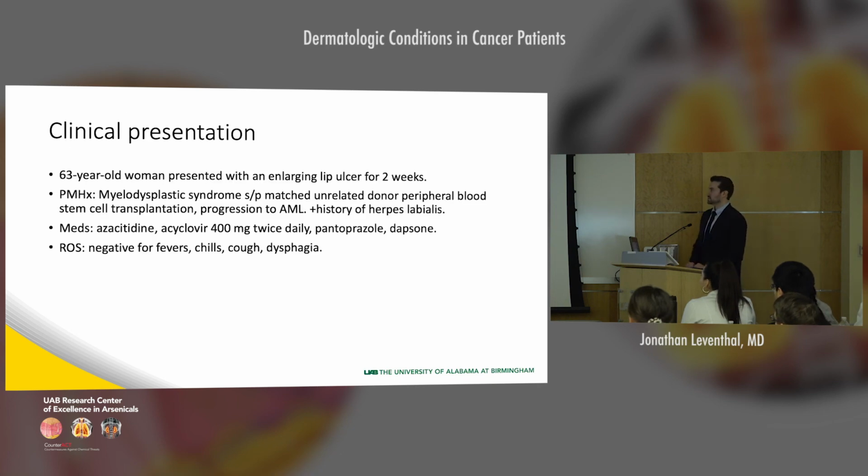And so this is a 63-year-old woman who presents with an enlarging ulcer on her lip she's had for a few weeks. She had a history of myelodysplastic syndrome. Unfortunately, she had progression to AML despite a bone marrow transplant. She did have a history of cold sores. She was on azacitidine for her chemo for AML, and of note, she was on acyclovir prophylaxis for herpes infections. Otherwise, she was feeling well.